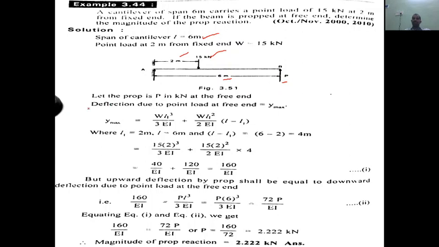Now to calculate the prop reaction, we need to calculate the downward deflection due to the point load at one end, and similarly the upward deflection due to the prop only. So first let us calculate the downward deflection due to this point load, and as it is an eccentric point load, we have standard cases, right?